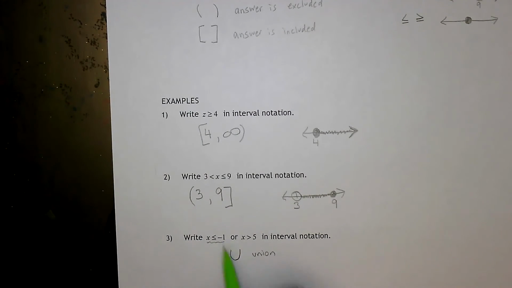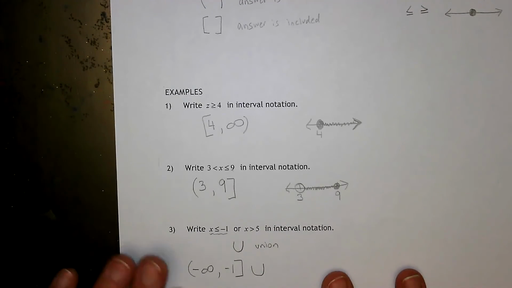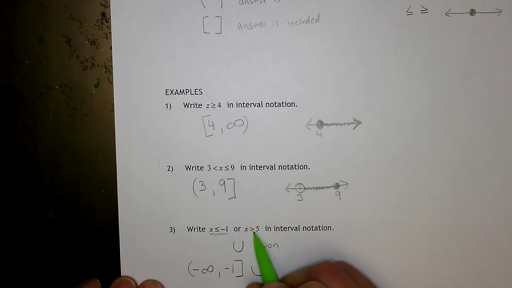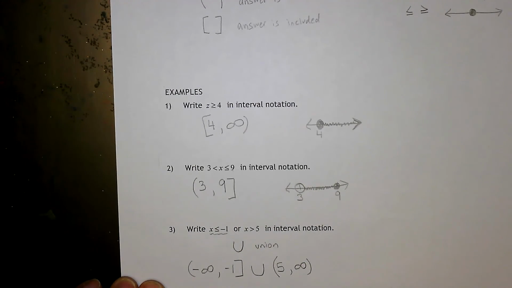So to show x is less than or equal to -1, we say everything less than or equal to -1 is negative infinity up to -1, and we're going to include that. Or we use the big U, the union symbol. X is greater than 5, so 5 is the smallest value, and we are not including 5 all the way up to positive infinity. And we are not going to include infinity.